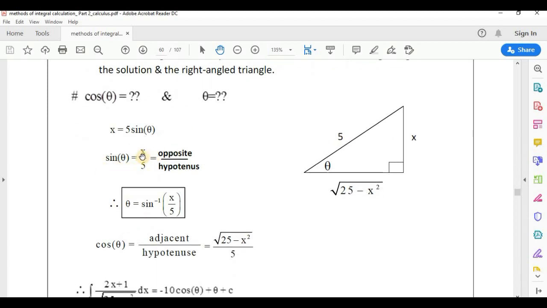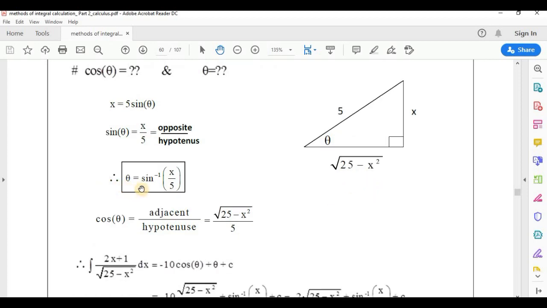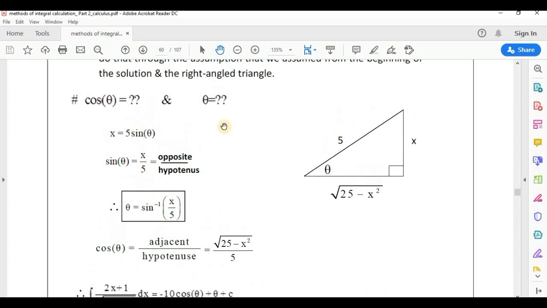So sine theta will be equal to x divided by 5, and this will be equal to opposite divided by hypotenuse. As we know from the right triangle, the opposite will be equal to x, and the hypotenuse will be equal to 5. How will we find this part? As we know, hypotenuse squared equals adjacent squared plus opposite squared, and from this formula we can get the adjacent. So theta will be equal to inverse sine of x divided by 5. We already found this part.